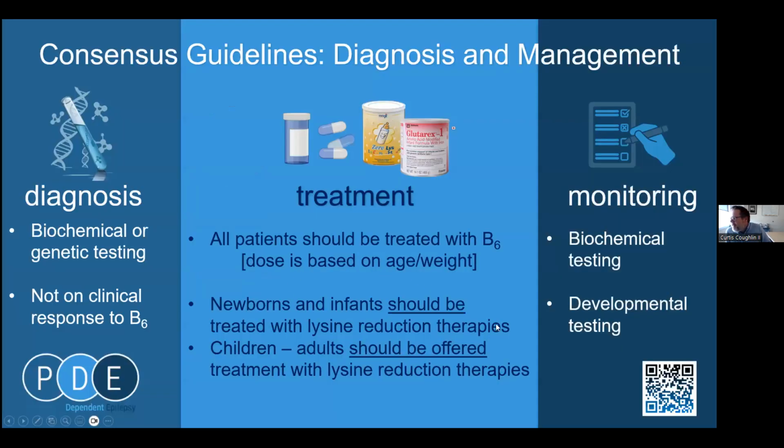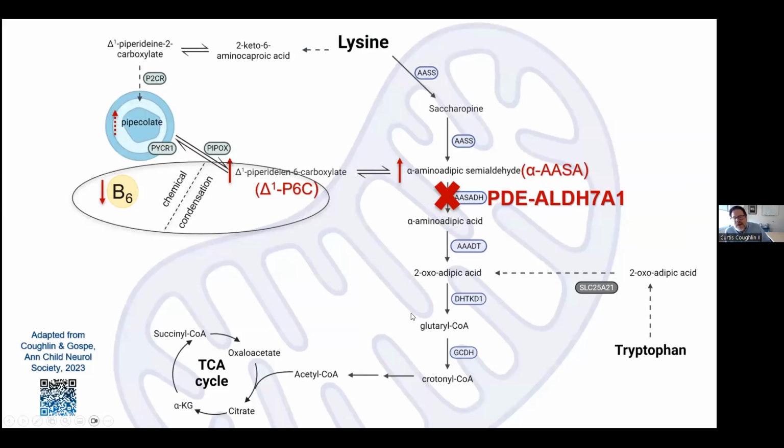So we do recommend that all patients also receive a lysine reduction therapy. So again, this is a disorder of lysine metabolism. When you give B6, you are overcoming that secondary B6 deficiency, but you're really not impacting this chronic accumulation of AASA or its related metabolites that we've talked about.